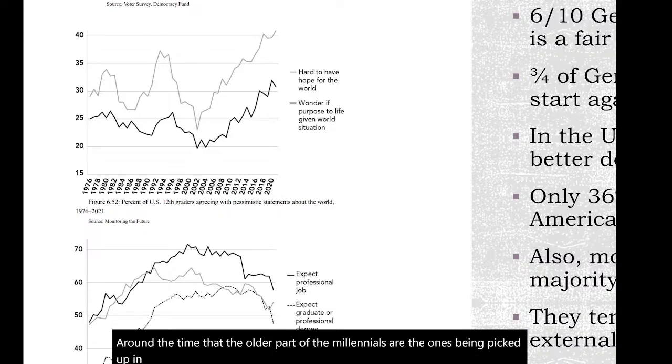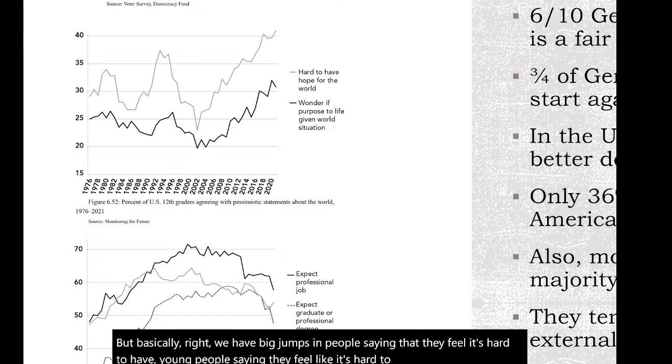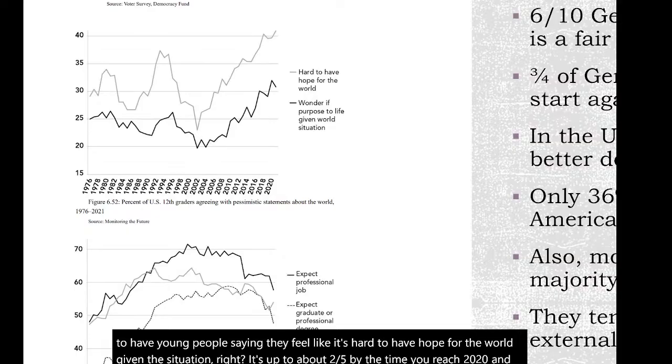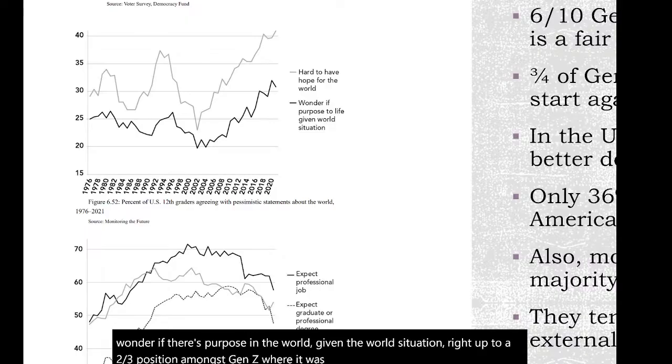And yes, this is from Monitoring the Future. So this is a poll that mostly looks at 8th, 10th, and 12th graders. But basically we have big jumps in young people saying they feel like it's hard to have hope for the world given the situation. It's up to about 2/5 by the time you reach 2020. And wonder if there's purpose in the world given the world situation, up to a 2/3 position amongst Gen Zers, where it was more about a quarter before that.